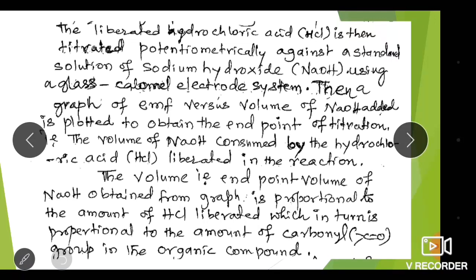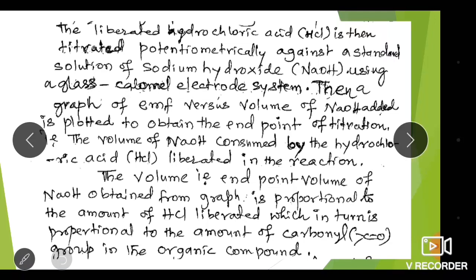Then this liberated hydrochloric acid is titrated potentiometrically against the standard solution of sodium hydroxide using a glass calomel electrode system. Then a graph of EMF versus volume of NaOH is plotted to obtain the end point of the titration, that is the volume of NaOH consumed by the HCl liberated in the reaction. So the end point volume of NaOH obtained from the graph is proportional to the amount of HCl liberated, which in turn is proportional to the amount of carbonyl group in the organic compound.